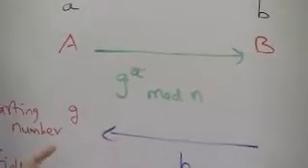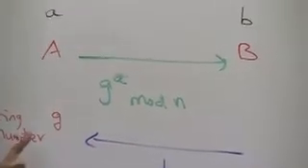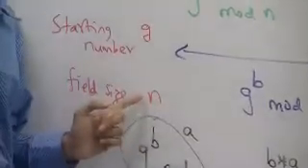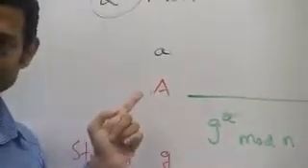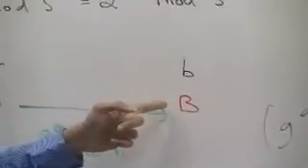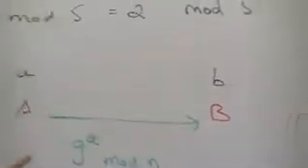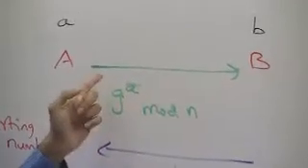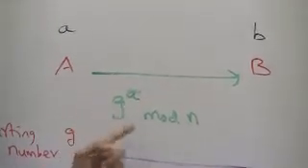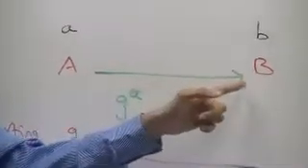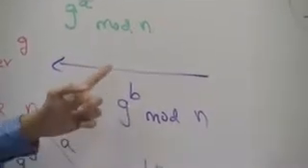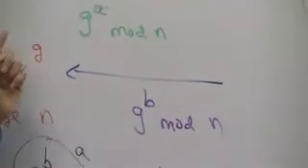Okay. The assumption is both Alice and Bob know the starting number G, assume they share this, and the field size n. So Alice generates a random integer A, and Bob generates on his side a random integer B. Then Alice computes G raised to A mod n. So G and n are known, and A is generated as a random number, so she can compute G raised to A mod n. Then send it to Bob. And then Bob generates B, so he can compute G raised to B mod n and send it to Alice.